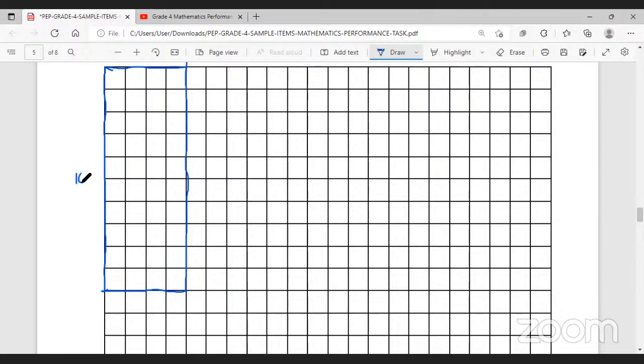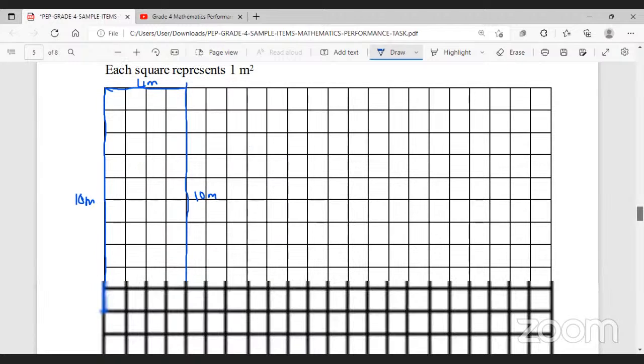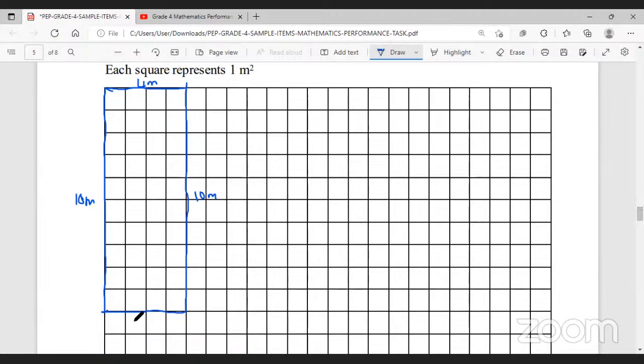This is something that I always do. I always try to label my diagrams. I know if here is 10, then the other side is 10. And then up at the top is 4, and at the bottom here is 4.